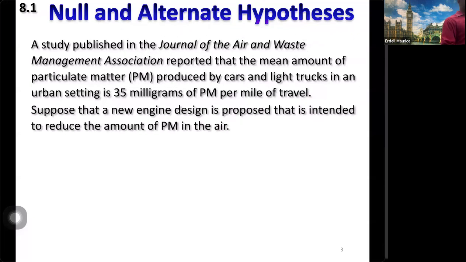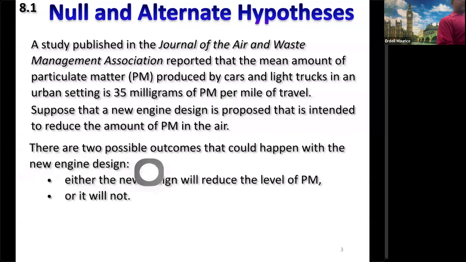Okay, I know the reason, but a study published in the Journal of Air and Waste Management Association reported that the mean amount of particulate matter produced by cars and light trucks in an urban setting is 35 milligrams of particulate matter per mile of travel. Suppose that a new engine design is proposed that is intended to reduce the amount of particulate matter in the air.